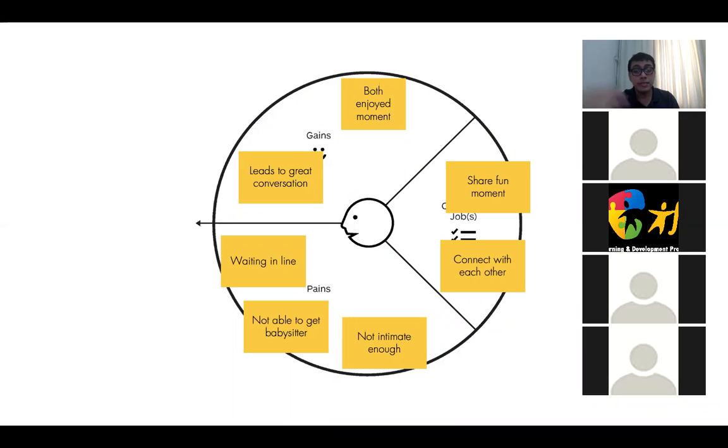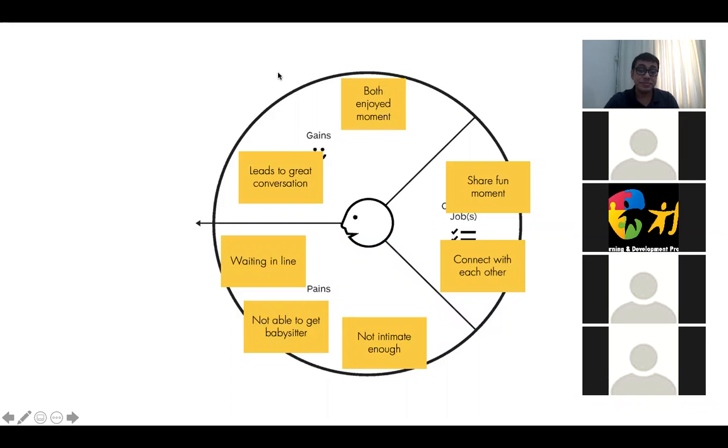Number two is they're not able to find a babysitter. Maybe a babysitter is very hard to find in Kuala Lumpur or in Kuching, right? And thirdly, the thing that they're doing may not be intimate enough, right? It's hard to be intimate, I guess, when you're watching The Hulk in the cinema and there's a lot of people.